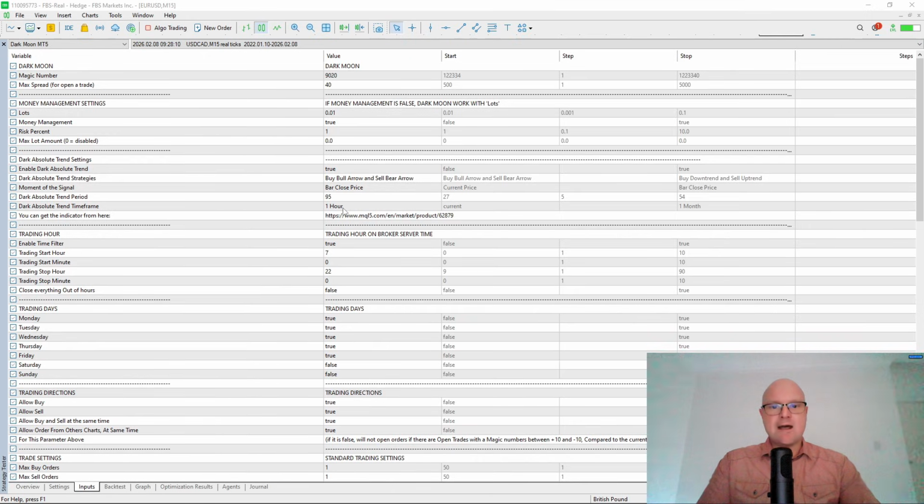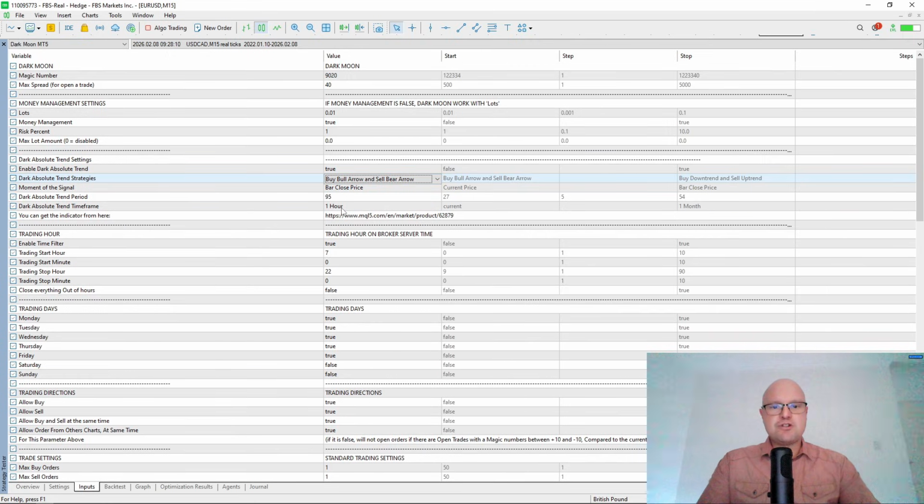Then if we look at the Dark Absolute Trend, which is the trigger for the strategy, I did update the time frame to the hourly, and also increased the dark absolute trend period to 85. On top of this, I selected the first strategy, which is the buy bull arrow and sell bear arrow.